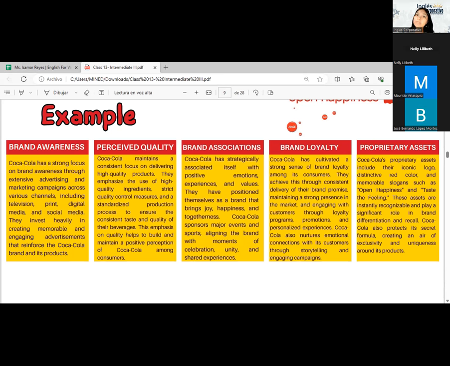High quality home appliances, high quality technological items. Yes, ese es lo que usted percibe de Samsung.